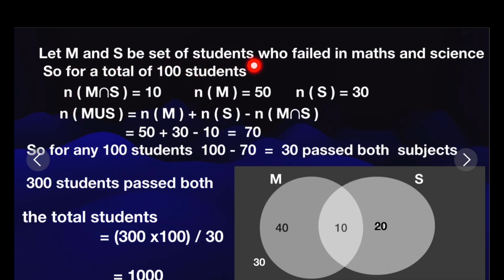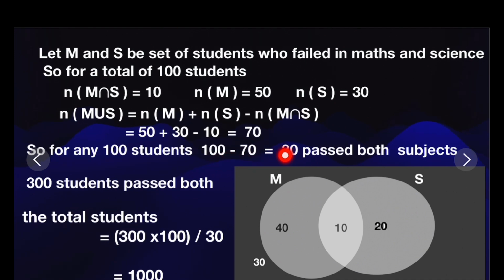Let M and S be the students who failed in maths and science. So for a total of 100 students, the intersection is 10. Number of students who failed in maths is 50. Number of students who failed in science is 30. So the total number of students who have failed in any one subject is this. If you put the formula, you will get that. So how many have actually passed in both the subjects? 30 for a class of 100.